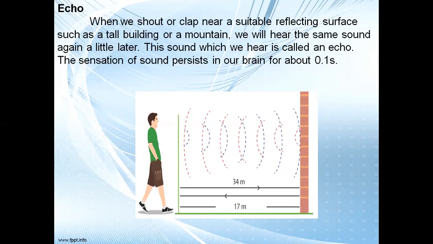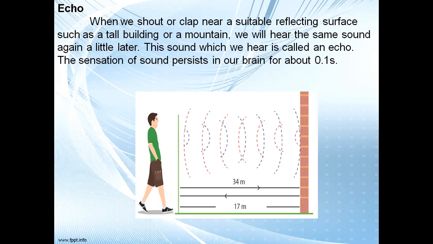In some buildings and rooms we hear an echo. In most mountain places we hear an echo. In some hill stations, a particular point is called an echo point. At that place we produce a sound, that sound is reflected and we can hear the same sound within 0.1 second. That is, the sensation of sound persists in our brain for about 0.1 second.